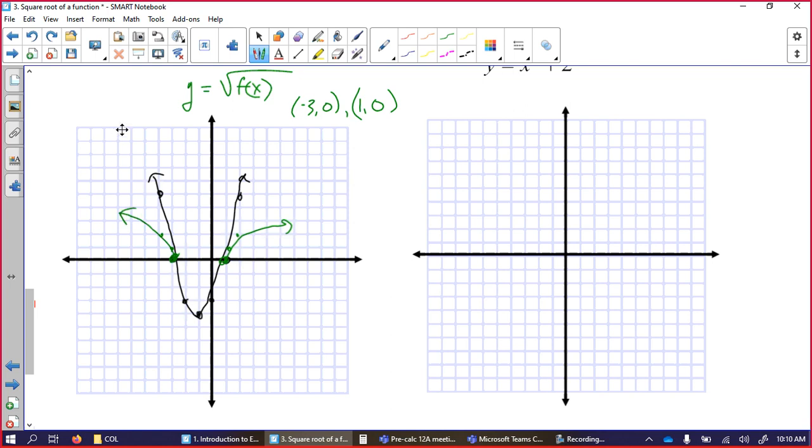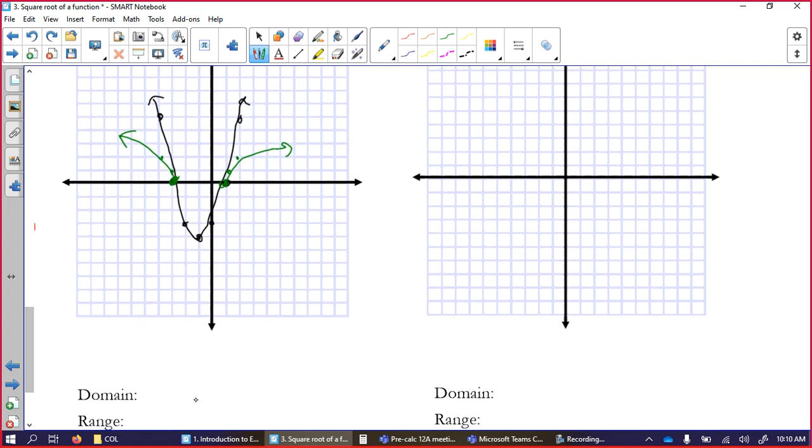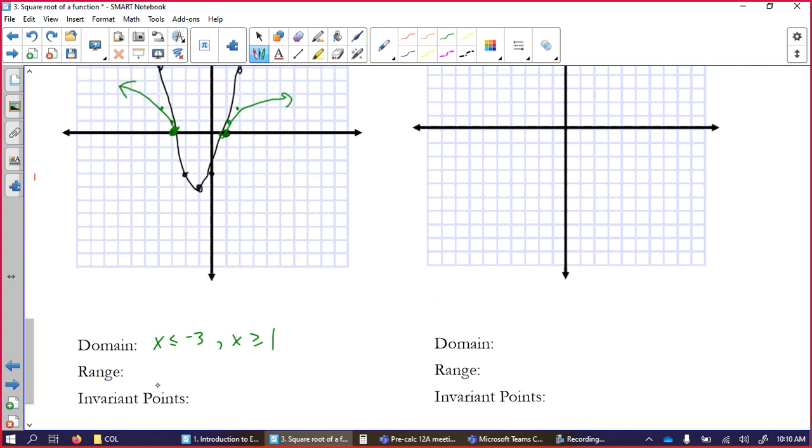Those are supposed to be symmetric. I apologize for my horrible drawing. This is one on the left side where the domain is x is less than -3. On the right side, x is greater than 1. You can't combine those. The range is the same: y is greater than 0. (-3, 0), (1, 0).